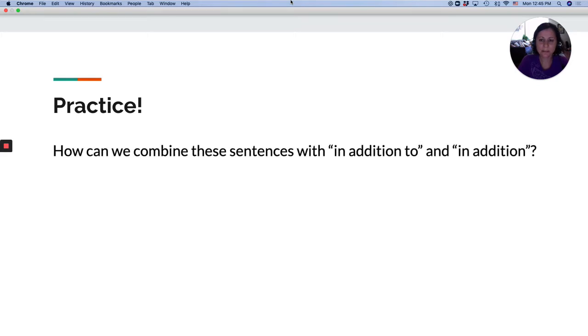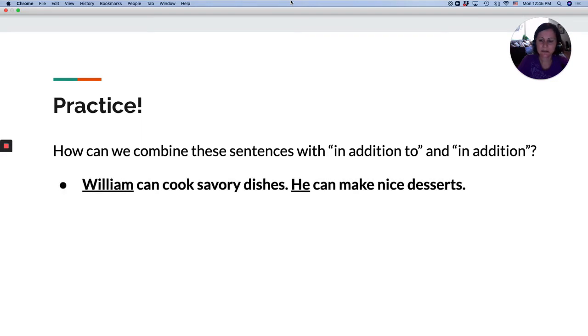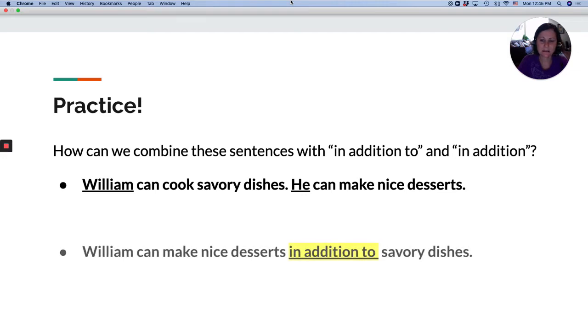How can we combine these sentences with "in addition to" and "in addition"? William can cook savory dishes. He can make nice desserts. So these are two additional ideas. William can make nice desserts in addition to savory dishes.